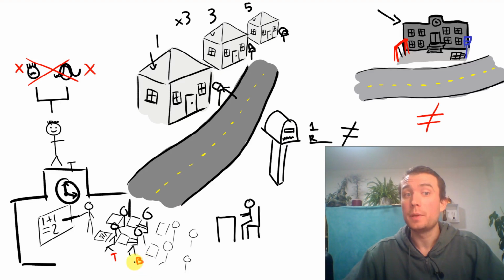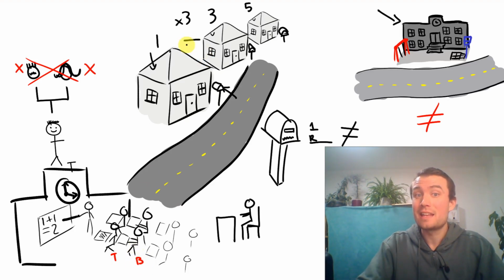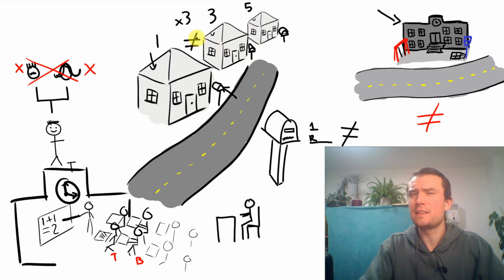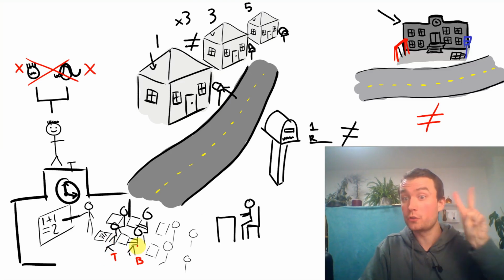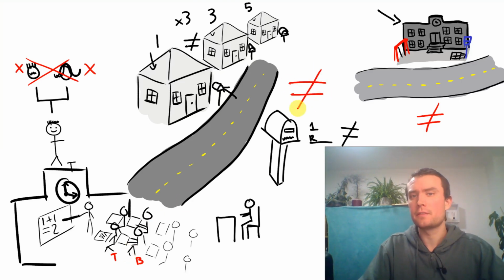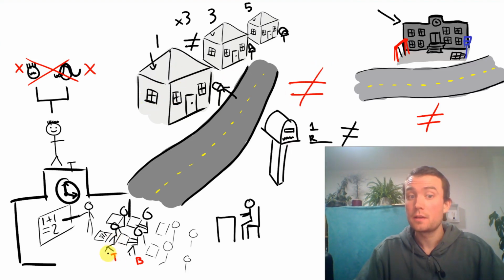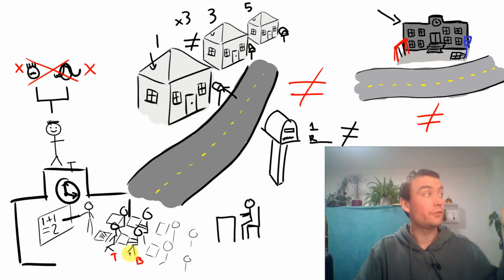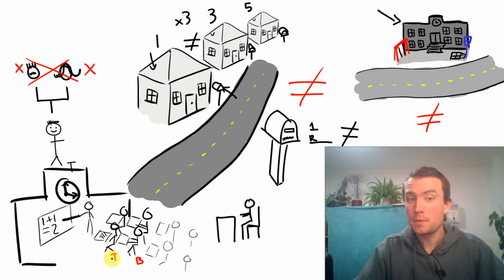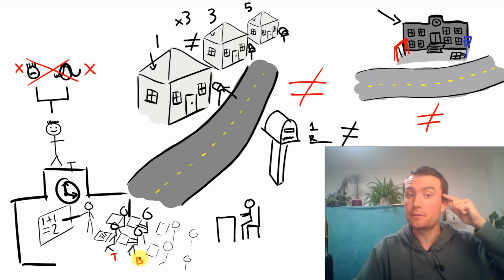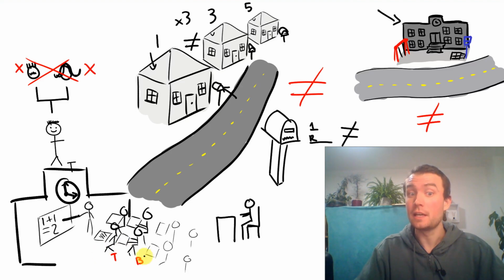Tim and Bill live in different houses. They don't have the same address. They don't live in the same house. But Tim and Bill know each other's address. Tim knows Bill's address, and Bill knows Tim's address. They can visit each other.